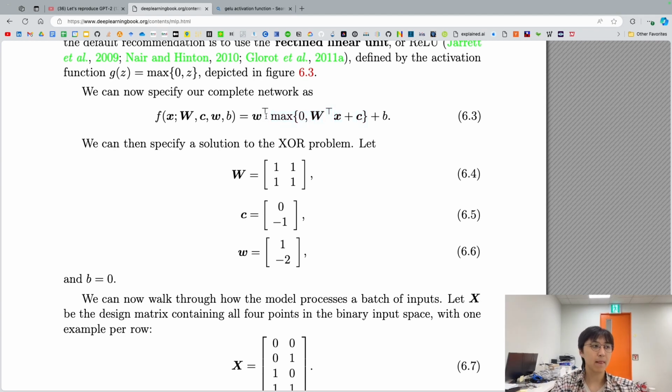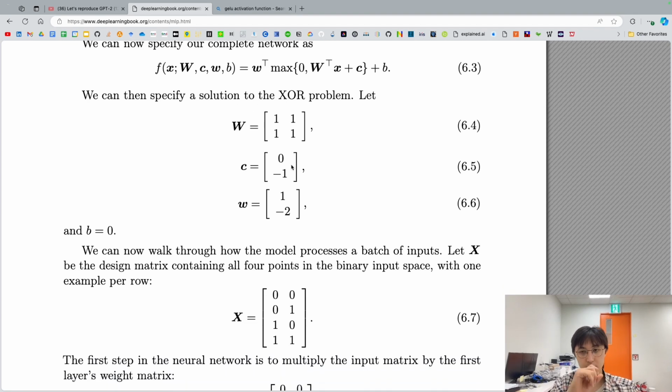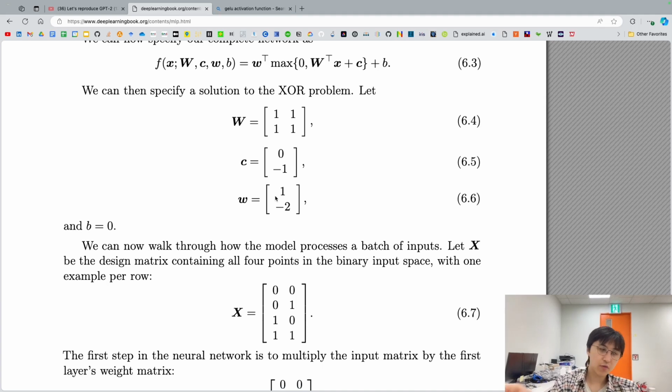So let's go with the solution given in the book. Assume the weight of the first layer W is equal to this matrix, the bias c is equal to this vector, the W in the second layer is equal to this vector, and the value of b is equal to 0.